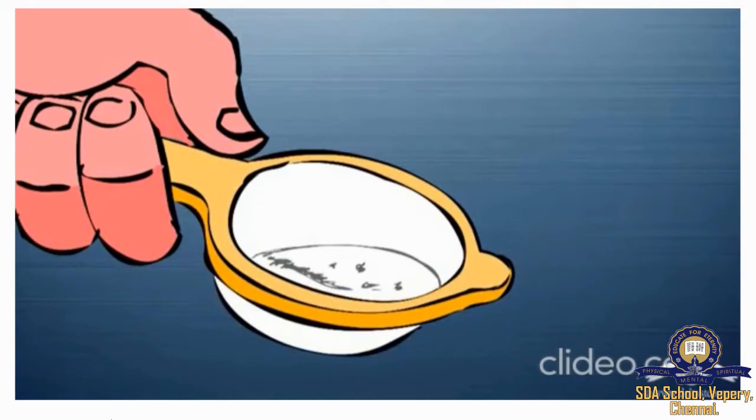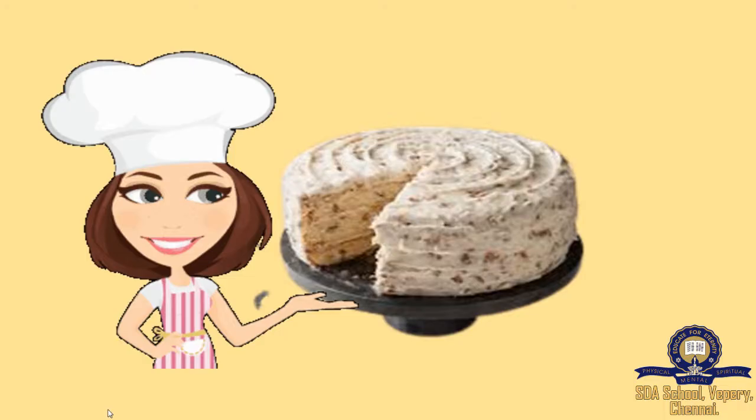Yes, another good example for the centrifugation process is the washing machine. It squeezes out the excess water from the clothes and the process behind it is centrifugation. Thus, we were able to separate the cream from milk. And finally, Steffi made a delicious cake.